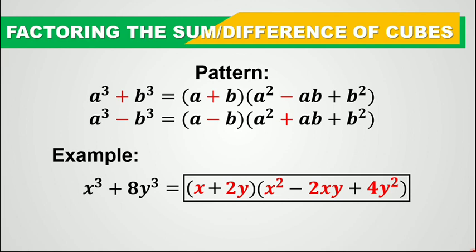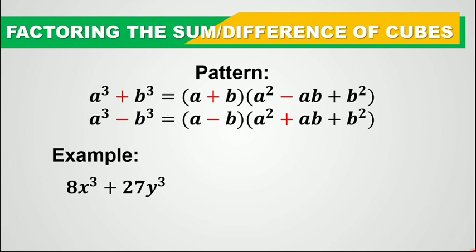Now let's have one more example. 8x cubed plus 27y cubed. So we're going to get the factors of this polynomial. So again, you just get the cube root of the first term. So the cube root of 8x cubed is 2x. And then plus the cube root of the second term, so 3y.